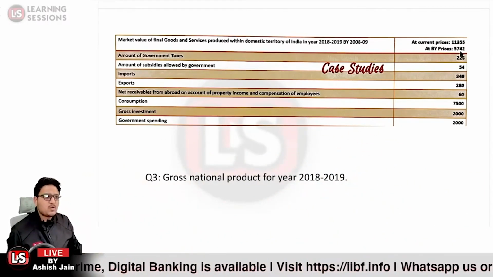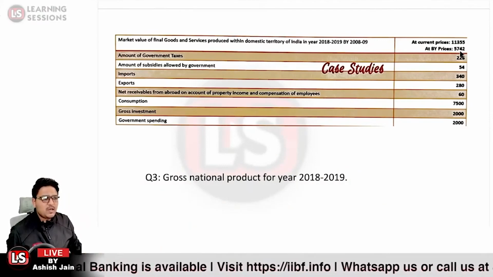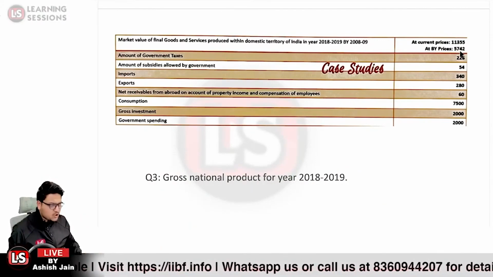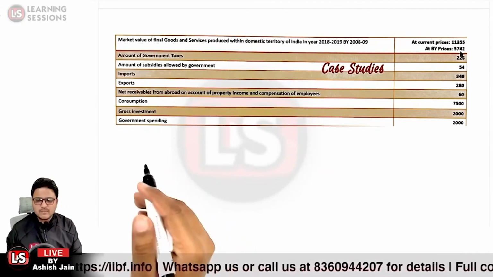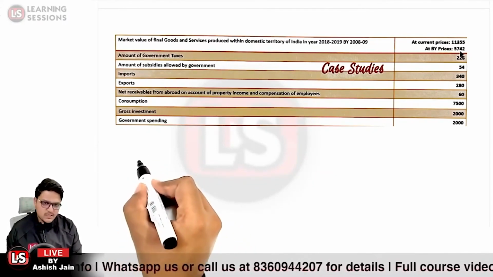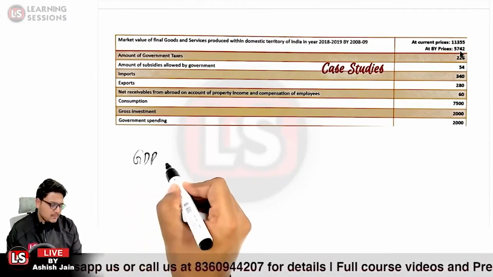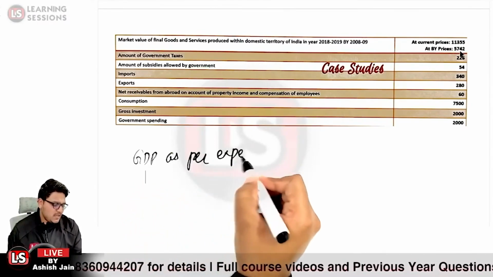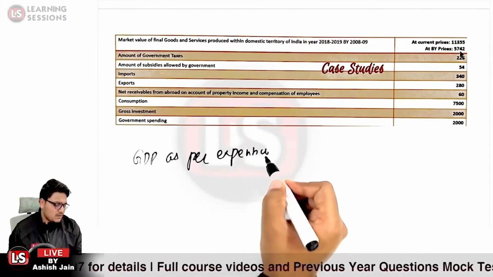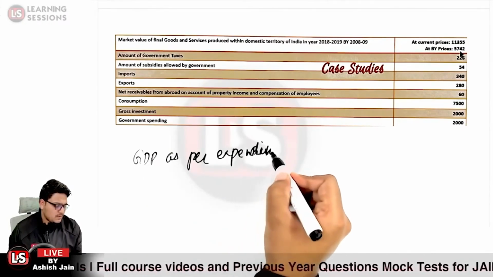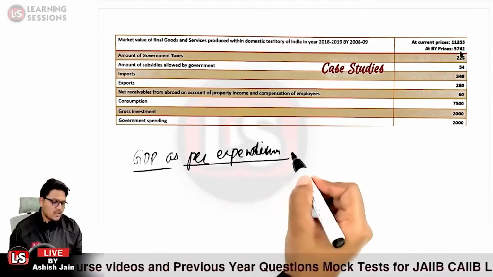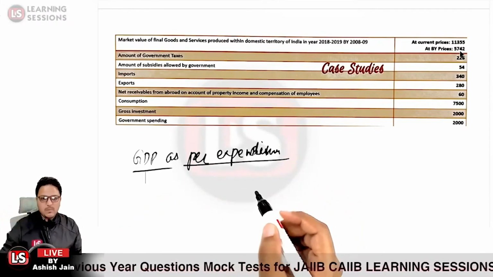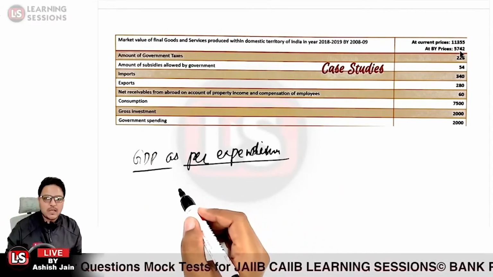Let me tell you the question itself. You need to calculate the GDP by the expenditure method. As per question number 4, you need to calculate the GDP as per the expenditure method. Kindly please do answer at the earliest. What would be the amount related to it? So GDP as per the expenditure method we need to calculate.